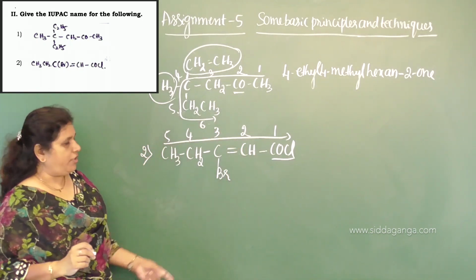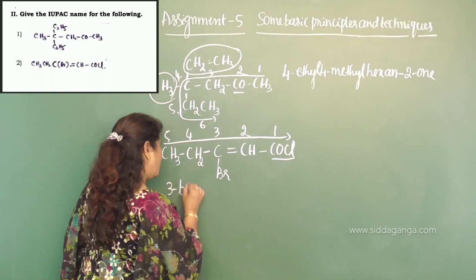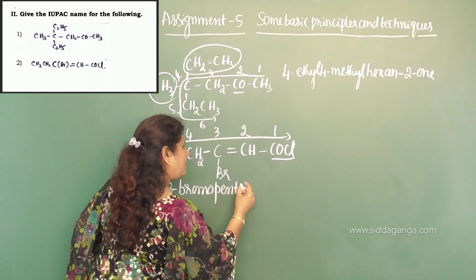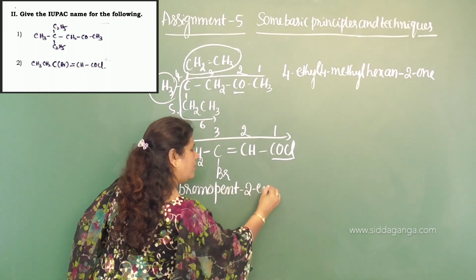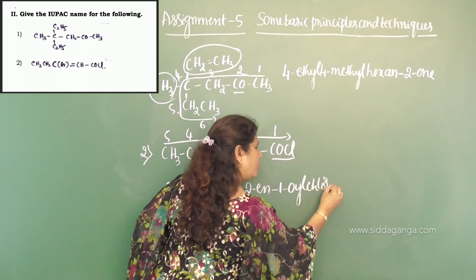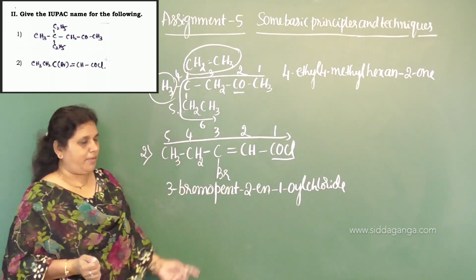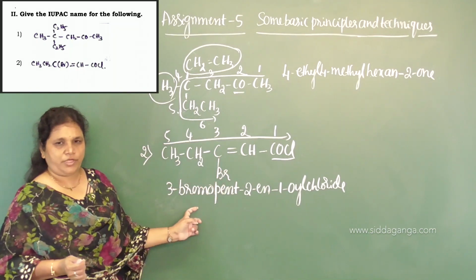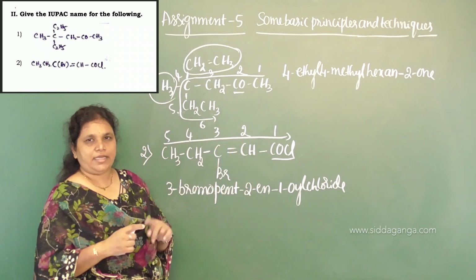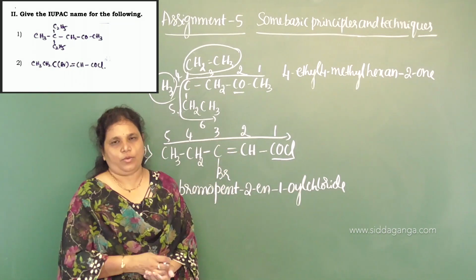Now, what is the substituent? Bromo. What is the position of this bromo? 3-bromo, pent, 2-en, 1-oyl chloride, correct? So, the selected chain contains 5 carbon atoms. On the third carbon we have the substituent, 3-bromo, pent-2-en, between second and third we have a double bond, 2-en, 1-oyl chloride. Okay.